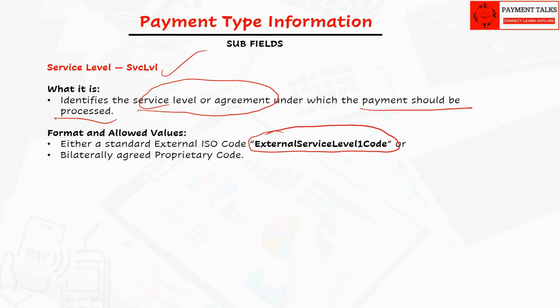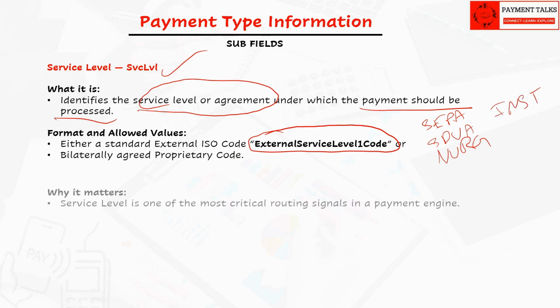A few commonly used codes, for reference only, from the ISO external codes list are SEPA, where payment must be processed in accordance with SEPA scheme rules, or SDVA, which means same day value, where payment must be credited on the same business day, or NURG, meaning non-urgent payment and indicates no special timing requirement for payment, or INST, meaning payment must be processed instantly.